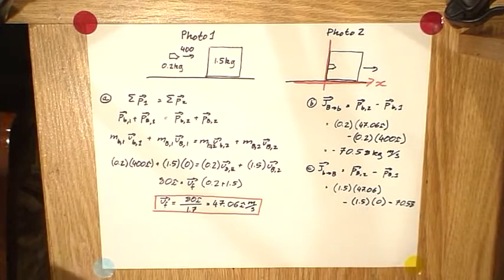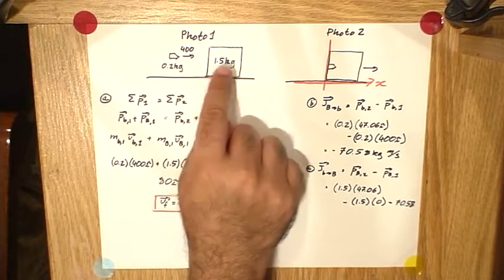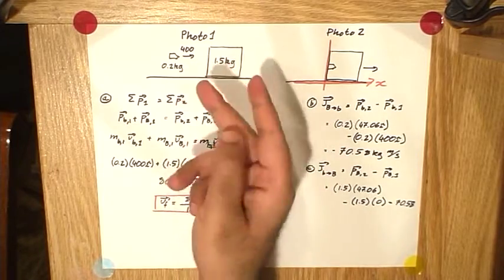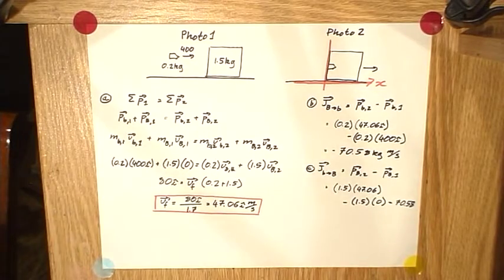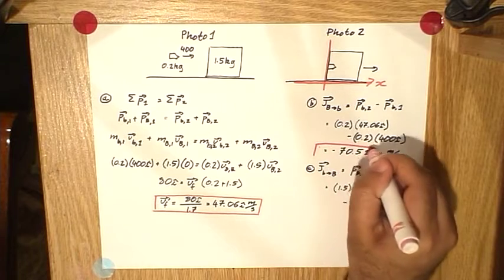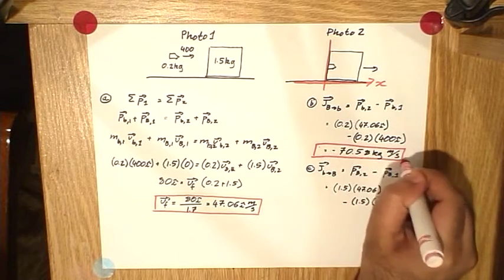And that makes sense, because these two objects, when they interacted with each other, they must have exerted equal and opposite forces on each other. And whenever you have equal and opposite forces, that also means you must have equal and opposite impulses.